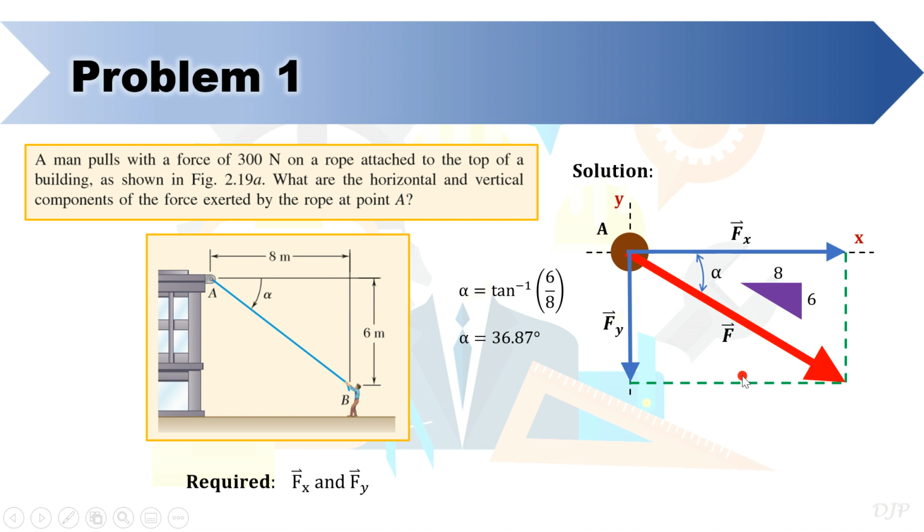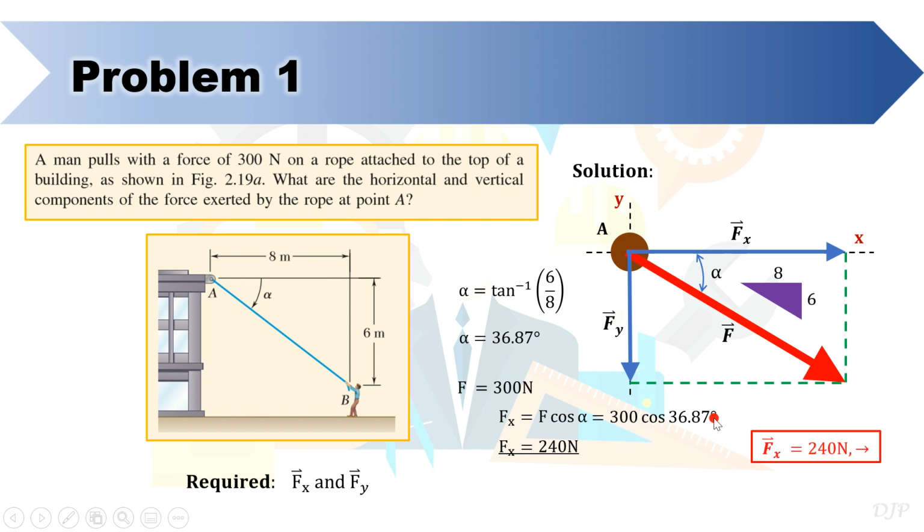Now, to solve for components, let's use the given 300 Newton magnitude and apply the trigonometric functions. Based on our figure, we can write force F sub x is equal to force F times cosine of angle alpha, which is equal to 300 times cosine of 36.87 degrees. From this, we have this positive value and conclude that the x component is equal to 240 newtons to the right.